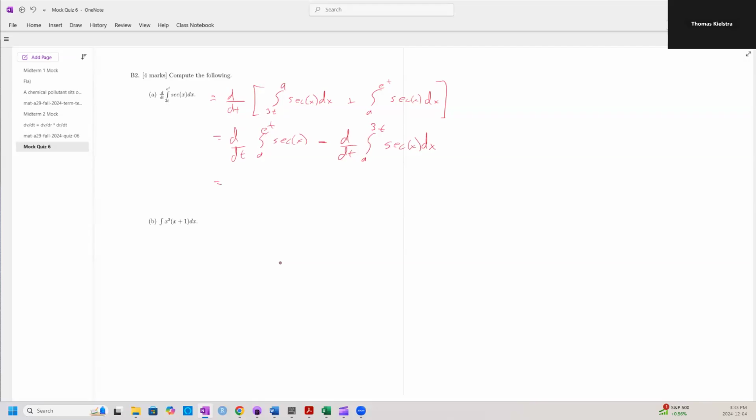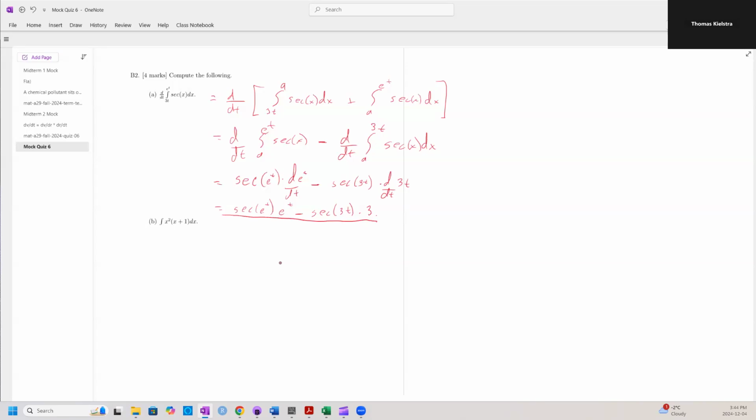And using our chain rule, this is equal to secant e to the t times the derivative of e to the t with respect to t, minus secant 3t times the derivative with respect to t of 3t. So this equals secant e to the t minus secant 3t times 3. And this is our solution.